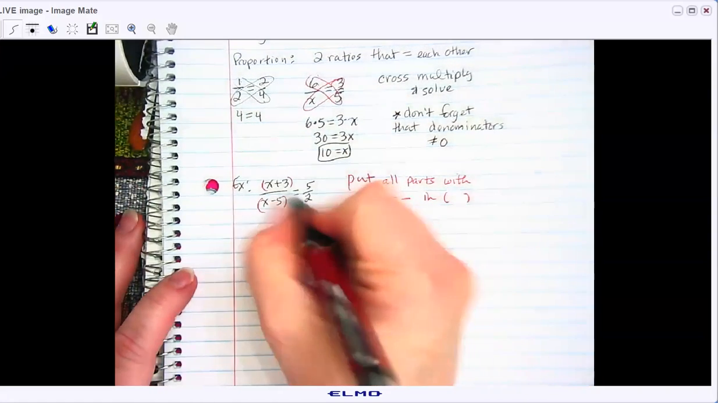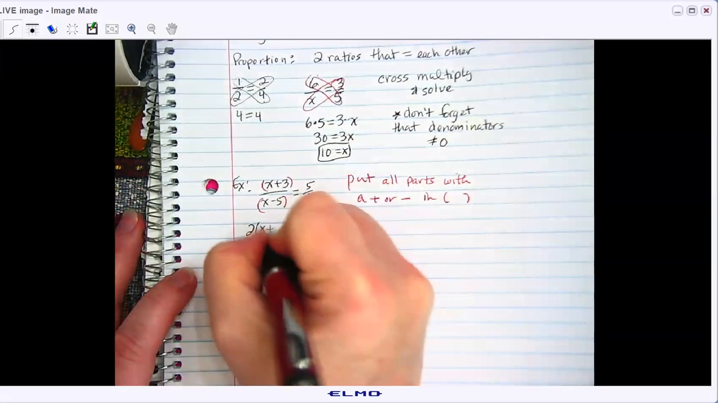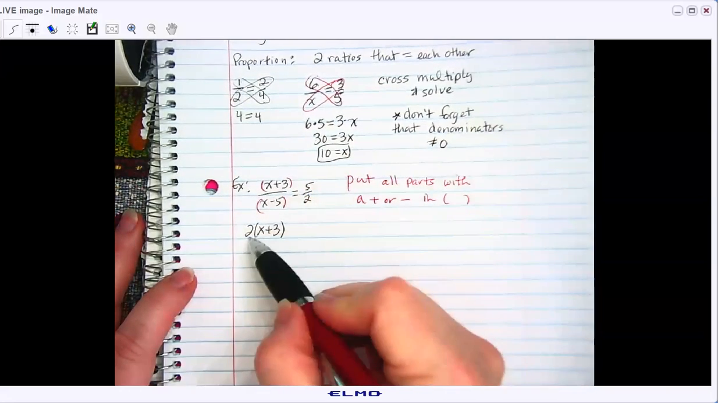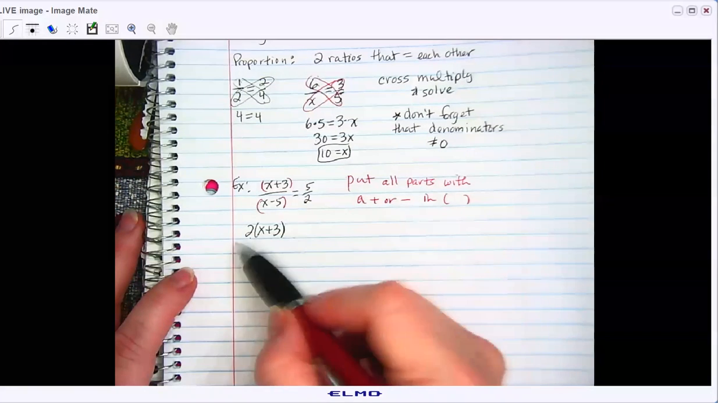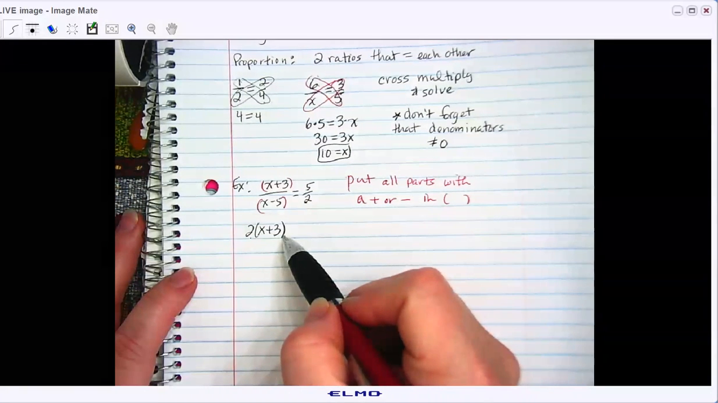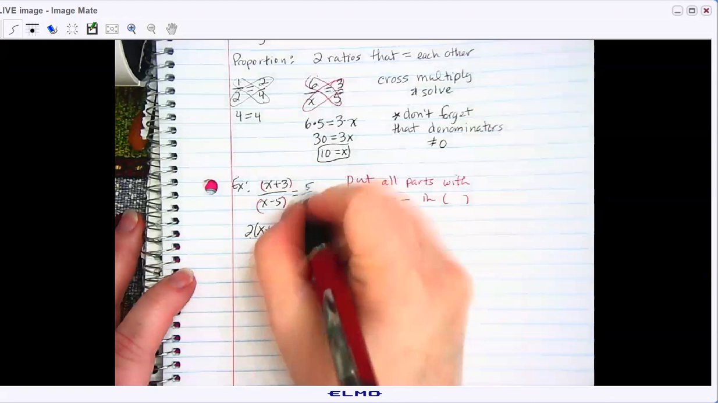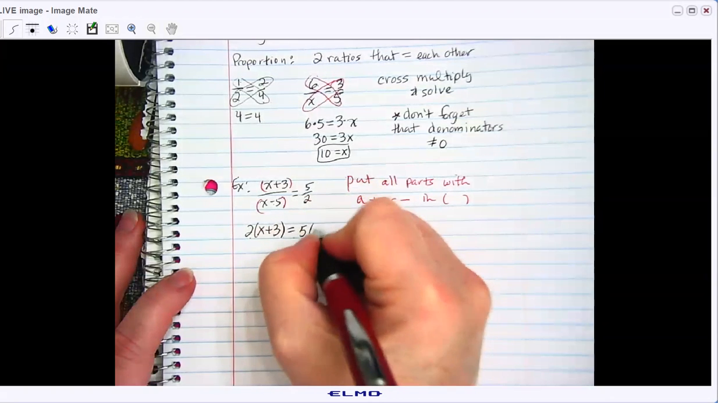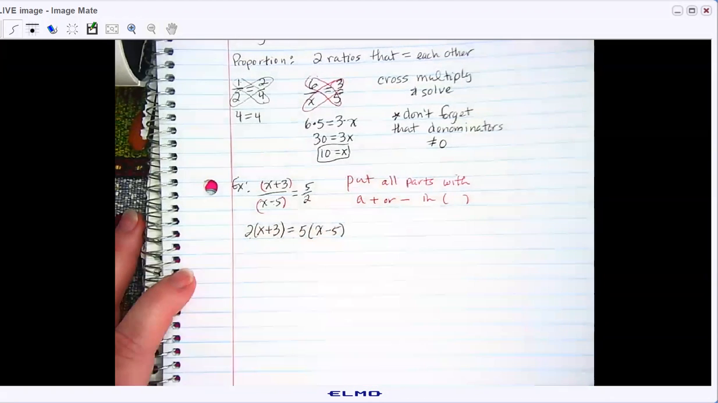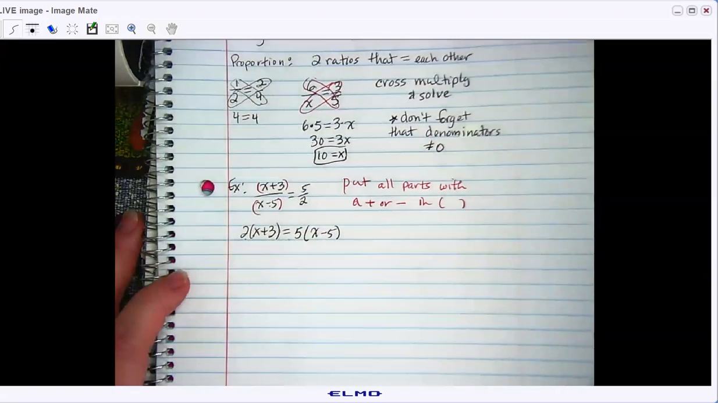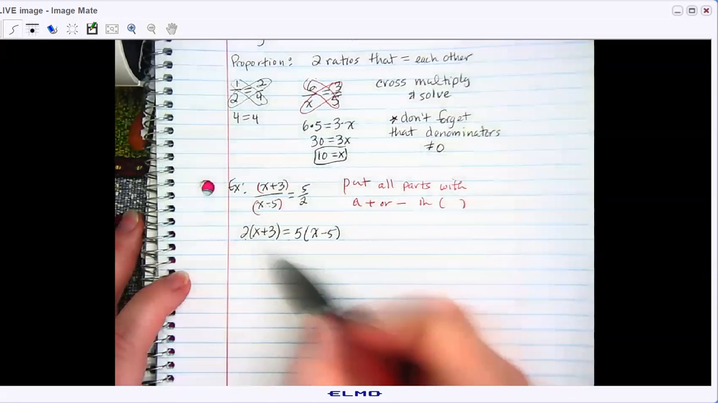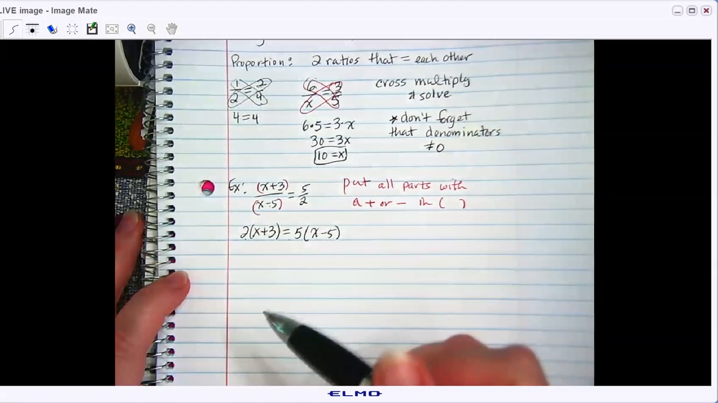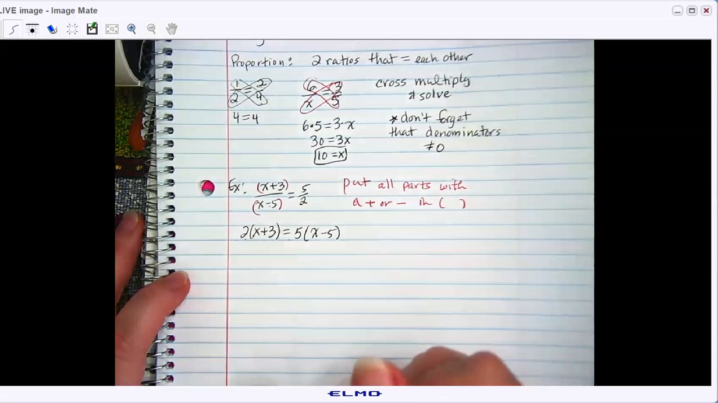I multiply 2 times x plus 3. Well, if I only wrote 2x plus 3, I would lose the fact that I need to distribute the 2 to the 3. That's why. Then I cross multiply. I have 5 times the quantity x minus 5. So we just cross multiplied. Please notice, this is important, that there's no more fractions. The whole purpose of cross multiplying was to get rid of the fraction. Okay, so now we can solve.